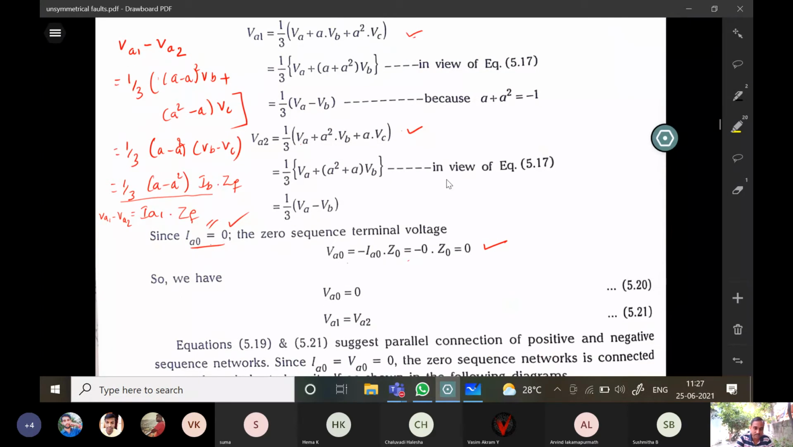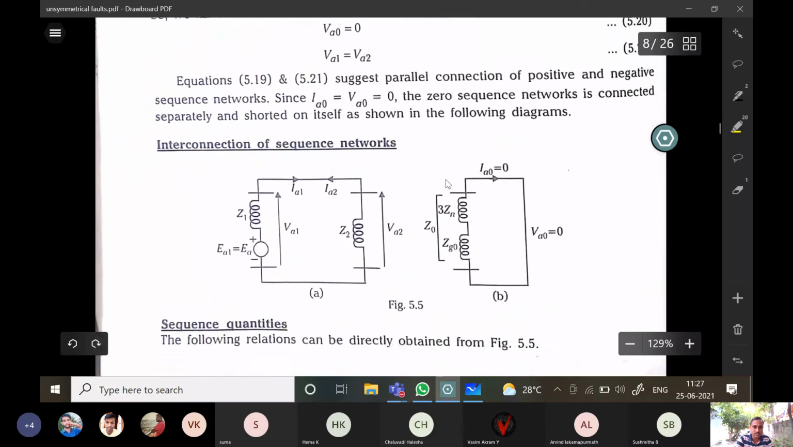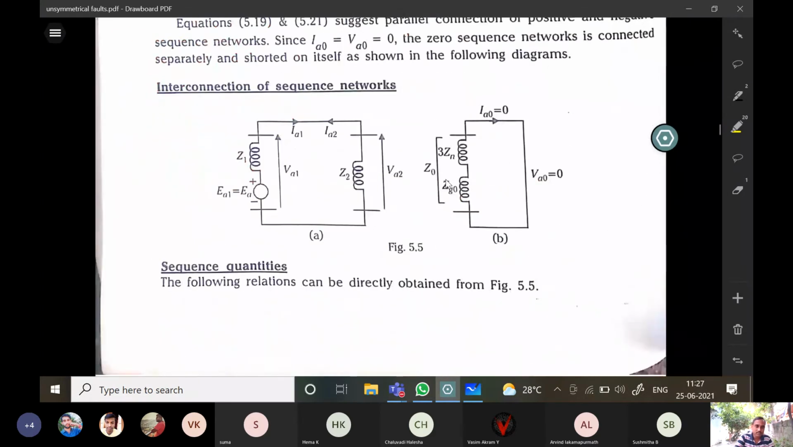So we need to draw ZF in series with the impedance in this network here. This is the previous derivation, the second derivation sequence network. So what is the modification we have to do? Draw ZF here in between this. IA1 is flowing like this, IA2 is opposite in nature. Everything will be the same. The only thing is to draw ZF here.